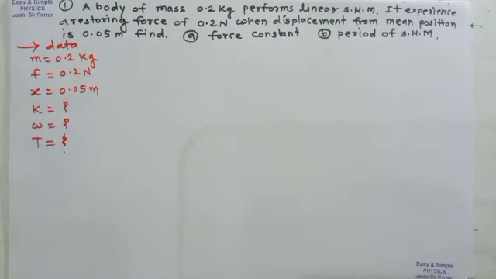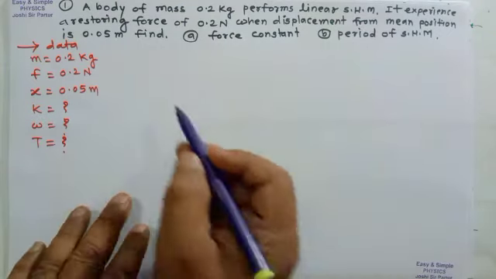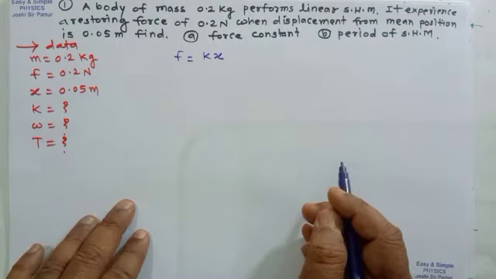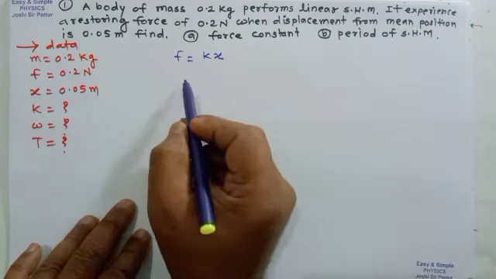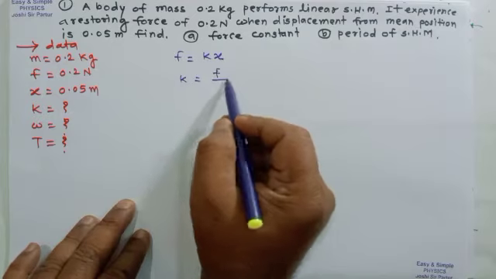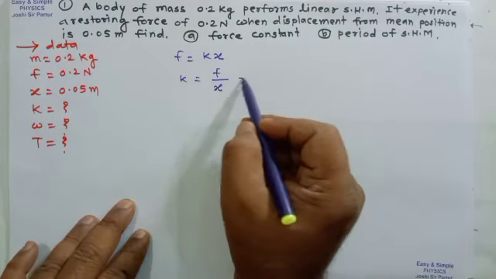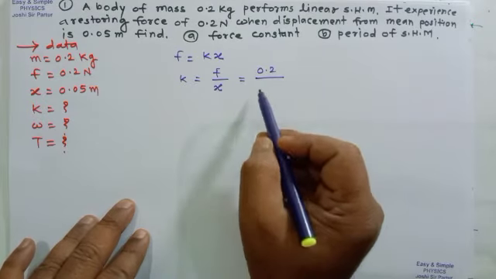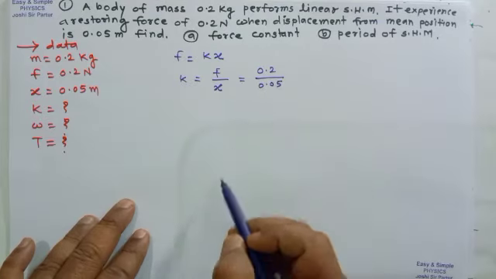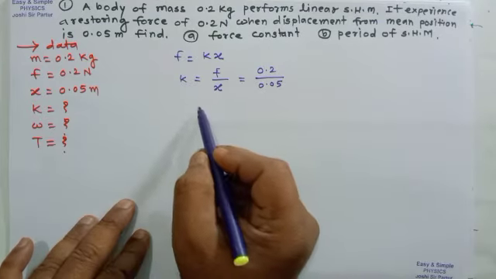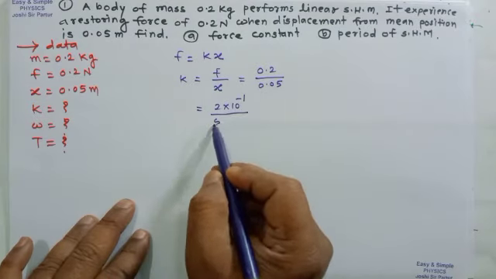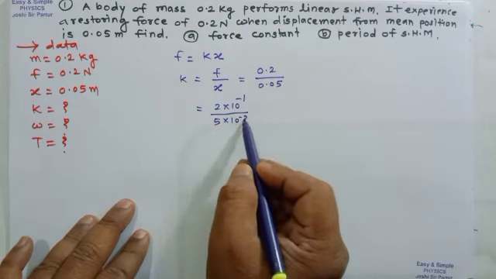So when we write the data, here we can use a formula. That formula will be force F equal to kx, where k is force constant. So k is equal to force upon displacement. So here force is given as 0.2 divided by displacement is given as 0.05. So if we shift the decimal point, 2 into 10 raised to minus 1 divided by 5 into 10 to the power minus 2.